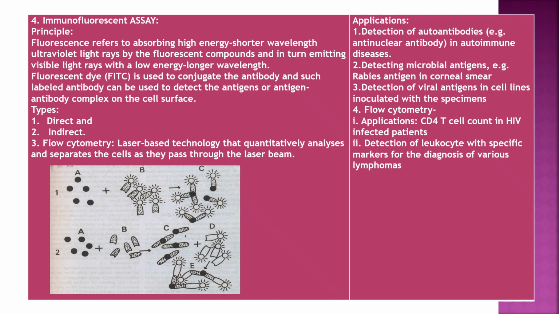The types are direct, indirect, and flow cytometry. Flow cytometry is a laser-based technology that quantitatively analyzes and separates the cells as they pass through the laser beam, and it is used mostly for the CD4 T cell count in HIV-infected patients.